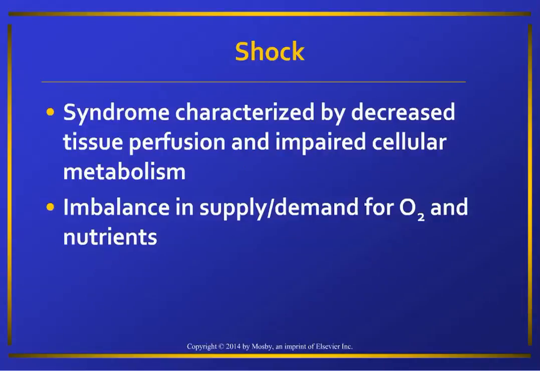Shock is a syndrome characterized by decreased tissue perfusion and impaired cellular metabolism. There's an imbalance in the supply and demand for oxygen and nutrients. The exchange of oxygen and nutrients at the cellular level is essential to life. When the cell experiences a state of hypoperfusion, the demand for oxygen and nutrients exceeds the supply at the microcirculatory level.